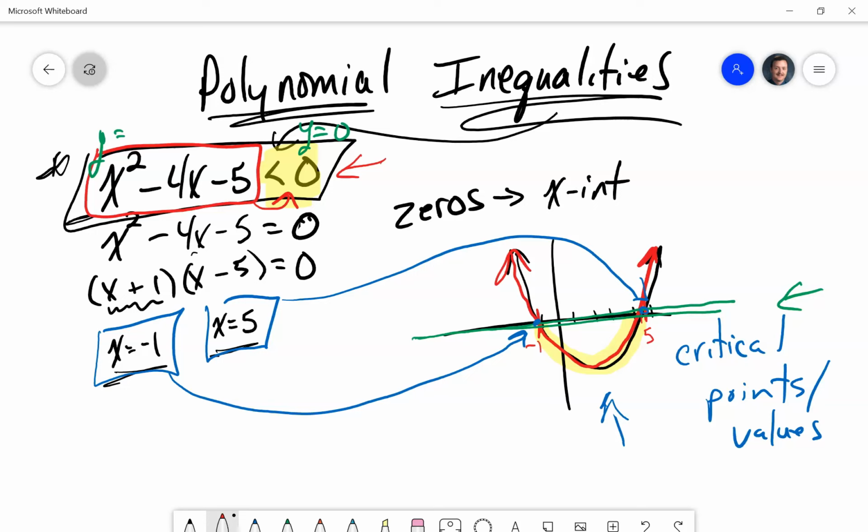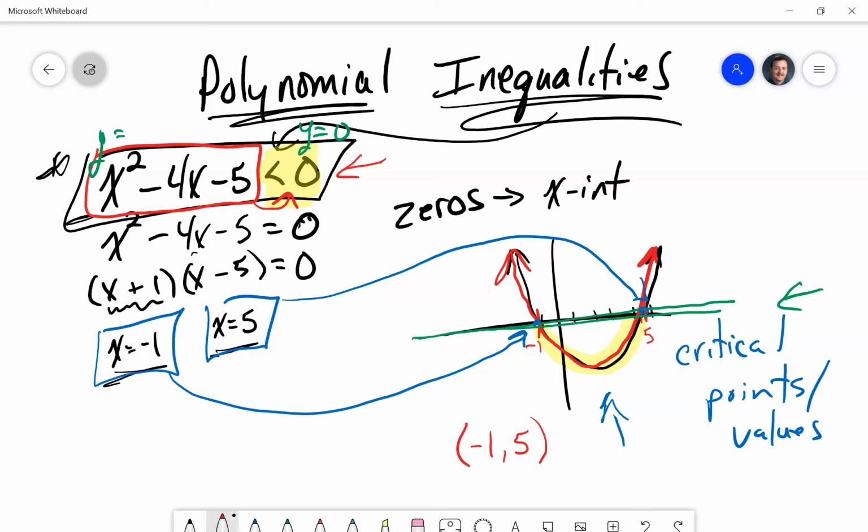And I can now say that it is below 0 in the region from -1 to positive 5. I do not need a bracket on that. That should have been a parenthesis. So let's backtrack that. -1 to positive 5. In that region, which is symbolized by the part that I have highlighted here, it is below 0.